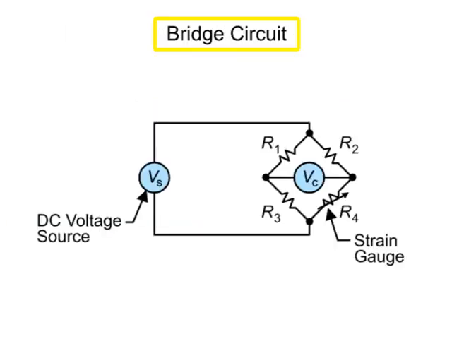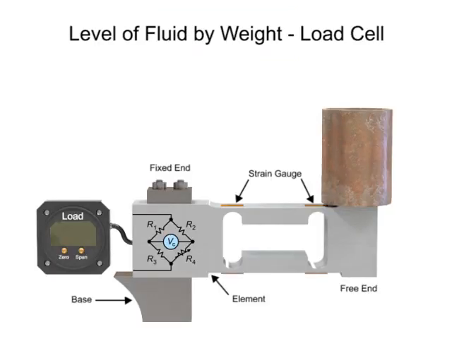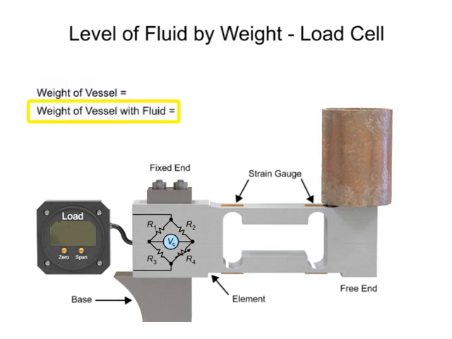Connected to a bridge circuit, the force measured is proportional to the output voltage. The output voltage is converted to a level measurement when vessel weight and vessel fluid density are known. An example: to determine the level measurement of a column of water that is 2 feet tall and has a diameter of 0.5 feet is solved by the following steps.